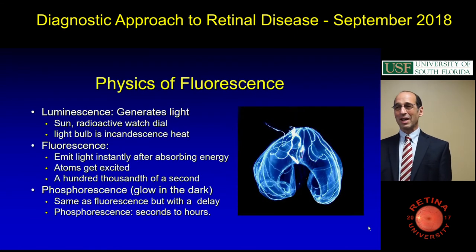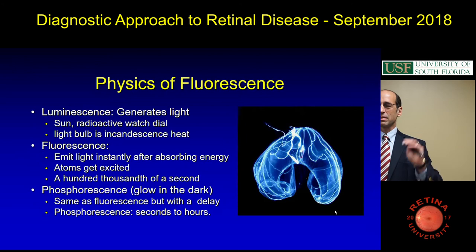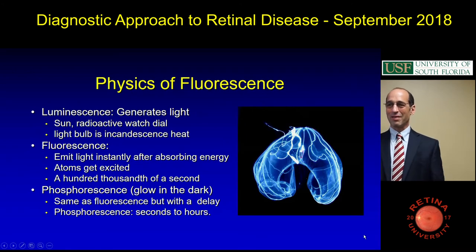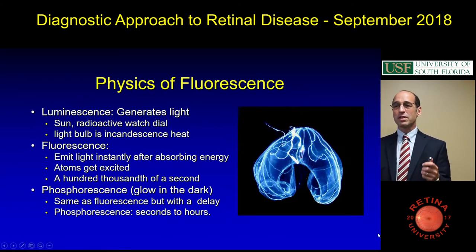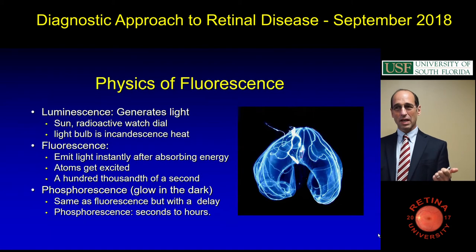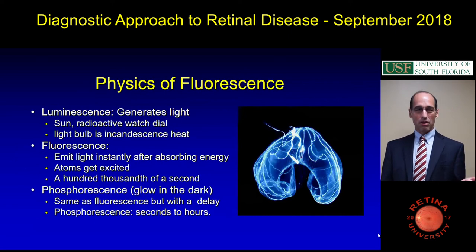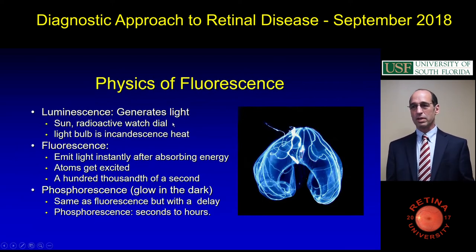And then the physics of fluorescence. This is a comb jellyfish that bioluminesces. I got the picture from the Wikipedia commons, very pretty. There are several ways, this is complicated and I have a little trouble with it, that things can emit light. There's luminescence, where they make their own light, like the sun, or a light bulb, which is incandescent, but it is luminescence. And bioluminescence, like the organism in the picture.